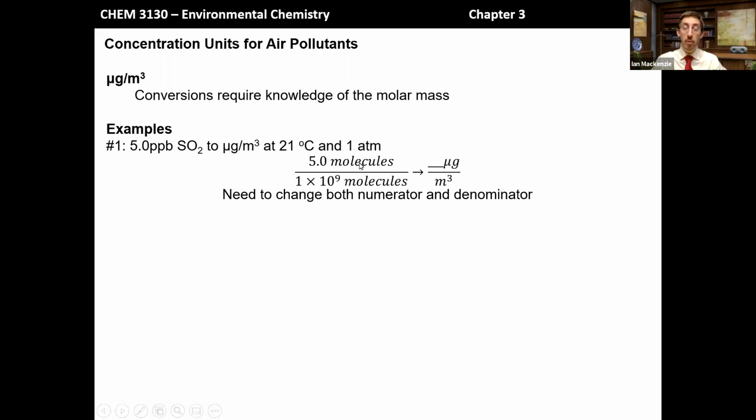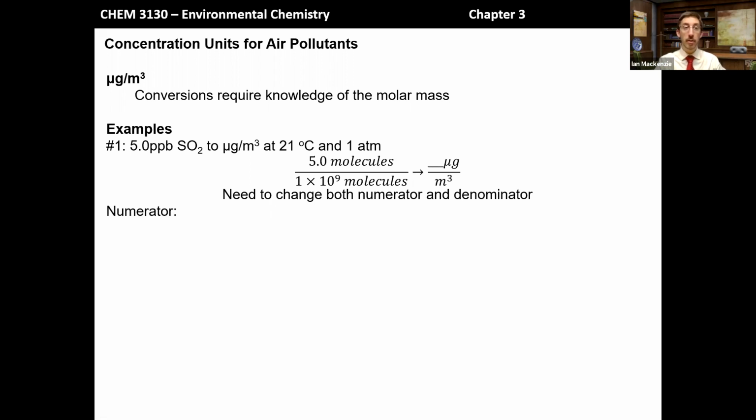We need to go from molecules to micrograms. So I have to convert from molecules to moles, then moles to grams, and grams to micrograms. And then in the denominator, I need to go from molecules to a volume unit, cubic meters. So we'll take each of those individually and then simply plug them into their appropriate places.